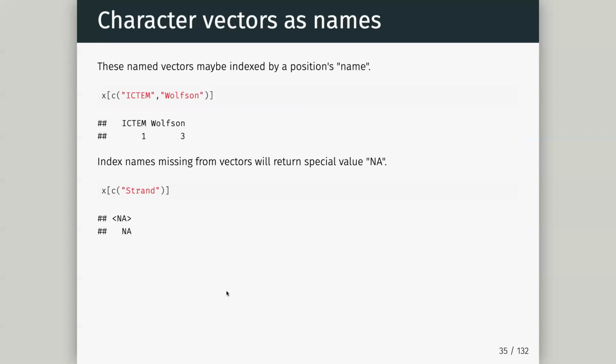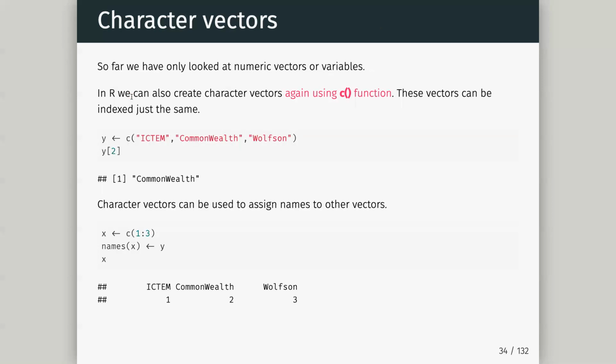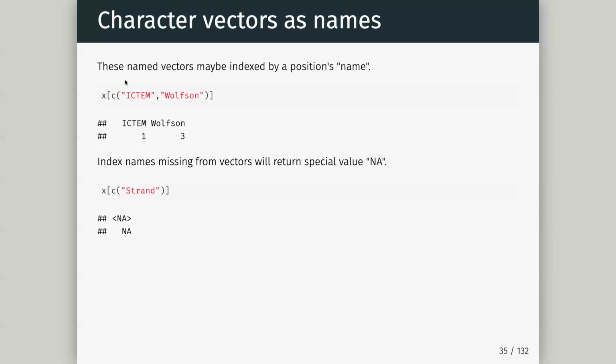What's really useful about that is now I don't need to worry about positions. I can use the names to start to subset and index my vector. So here, rather than putting 1 and 3 to take out the first and the third element, I can actually name it ICTEM and Wolfson, and then I will get back a vector, and it will contain just the values of those I've asked for. Just ICTEM and Wolfson.